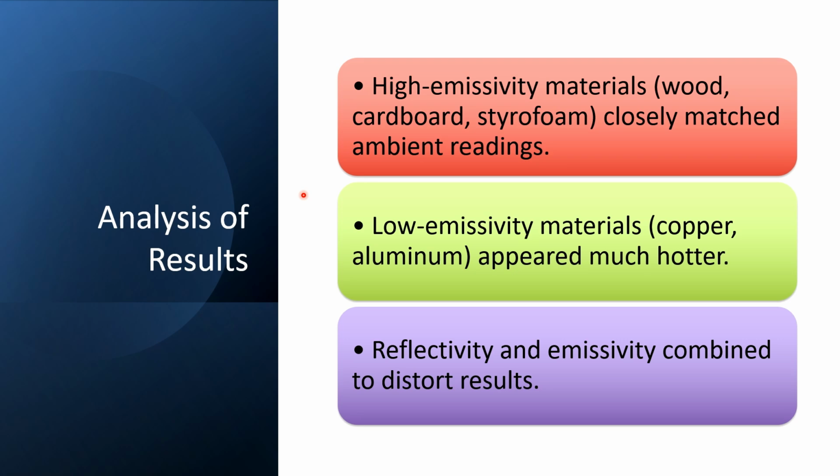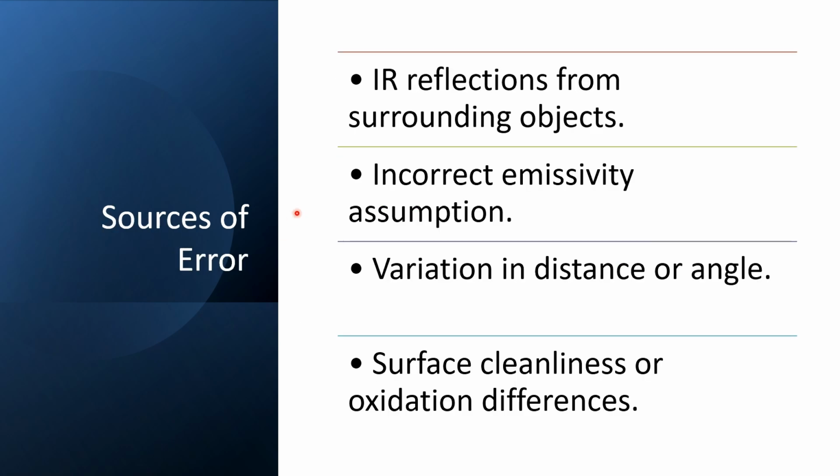So looking at this, the high emissivity materials like the wood, the cardboard, and the styrofoam closely match the ambient readings. And then the low emissivity materials like the shiny copper and the aluminum foil give a higher reading than you expect. And so the reflectivity and emissivity combined distort the results, something you need to take into account. Sources of error here would be IR reflections from surrounding objects, the incorrect emissivity assumption of the material, since they're not all at 0.95, and then the variation in distance and angle.